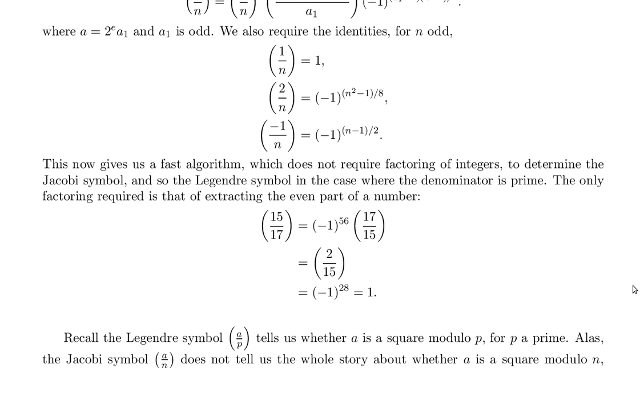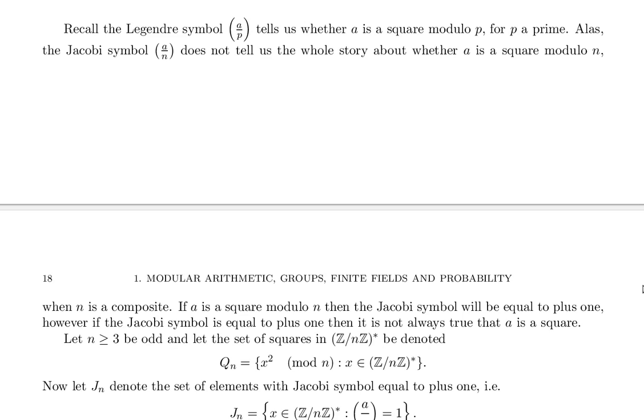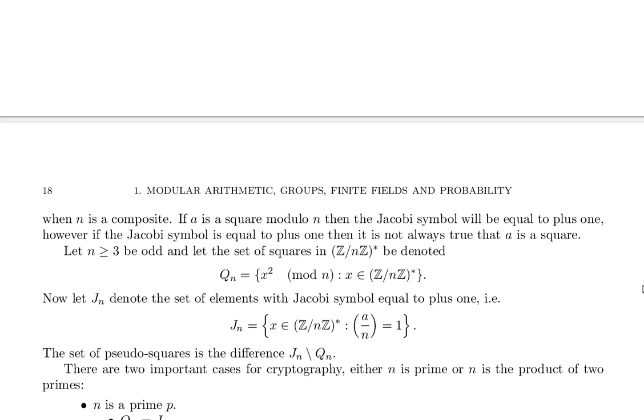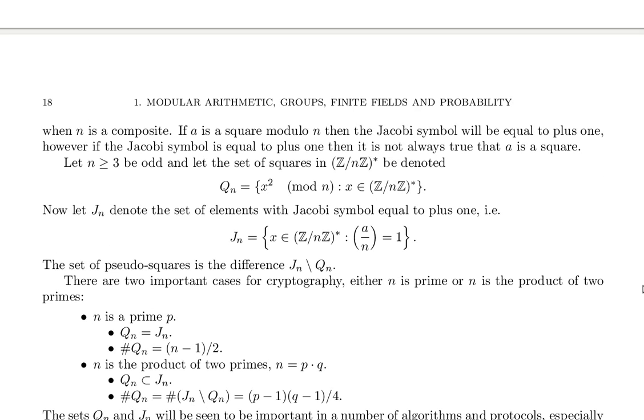Recall, the Legendre symbol a over p tells us whether a is a square modulo p for p a prime. Alas, the Jacobi symbol a over n does not tell us the whole story about whether a is a square modulo n. When n is composite, if a is a square modulo n, then the Jacobi symbol will be equal to +1. However, if the Jacobi symbol is equal to +1, then it is not always true that a is a square.